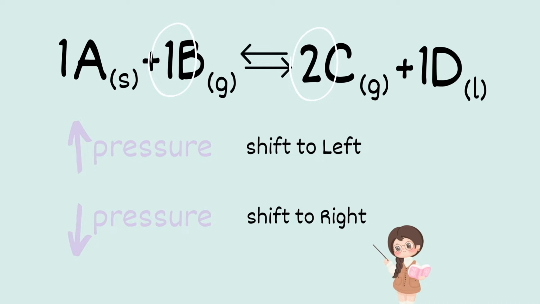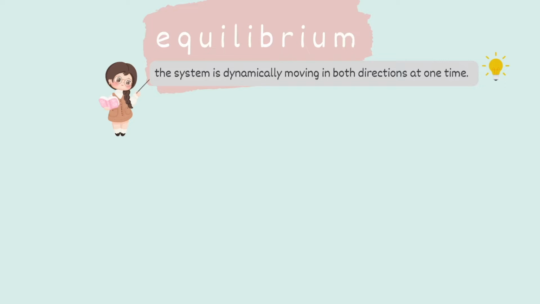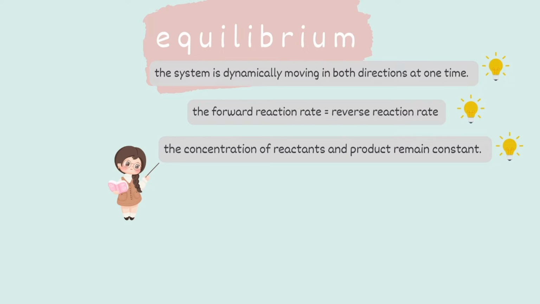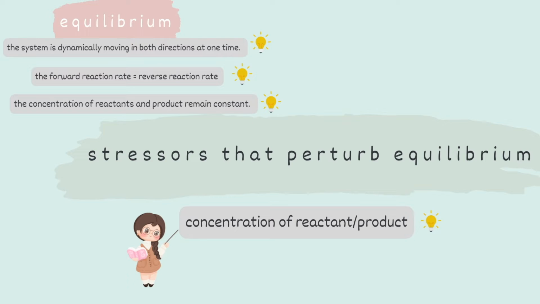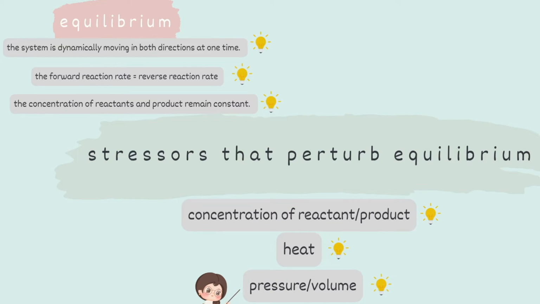Okay, let's sum up what we have learned. When we say a system is at equilibrium, it means the system is dynamically moving in both directions at one time. The forward reaction rate is equal to the reverse reaction rate, and the concentration of reactants and products remains constant. The stressors that perturb equilibrium, in other words, they have the ability to change equilibrium, are the concentration of the reactant and product, heat, and pressure/volume.